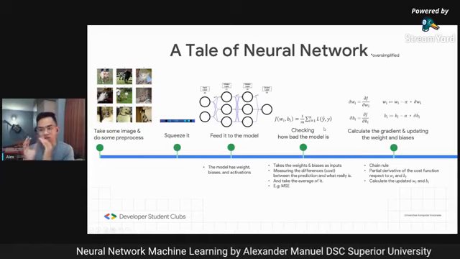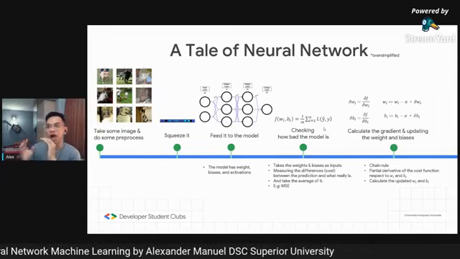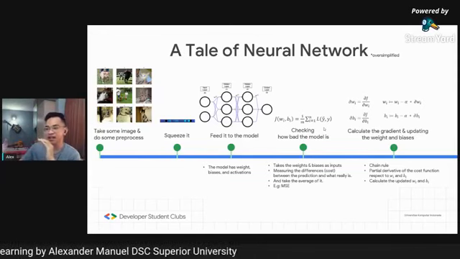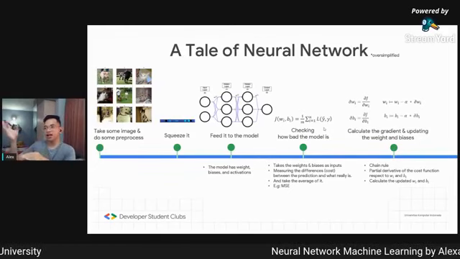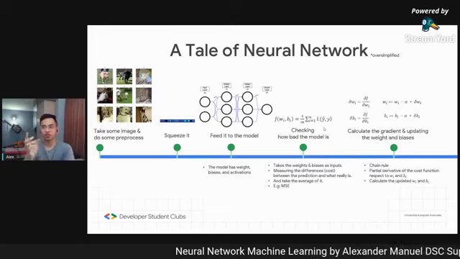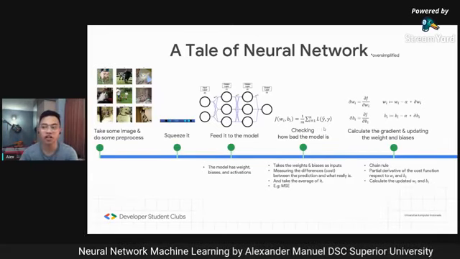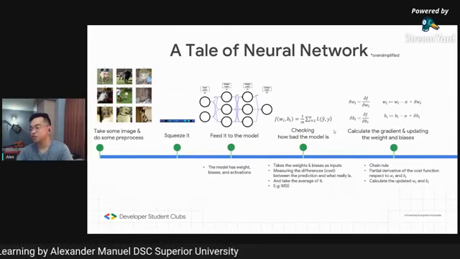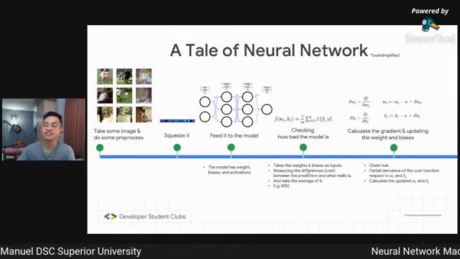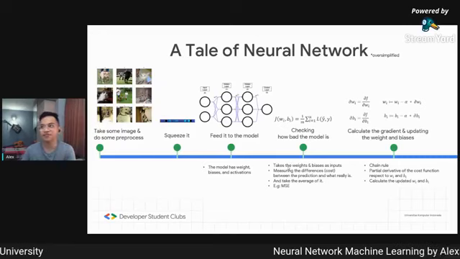So the cost function is only checking how bad the model is. We haven't found the new value for the new weight. How do we do that? We use gradient descent. What is gradient descent?